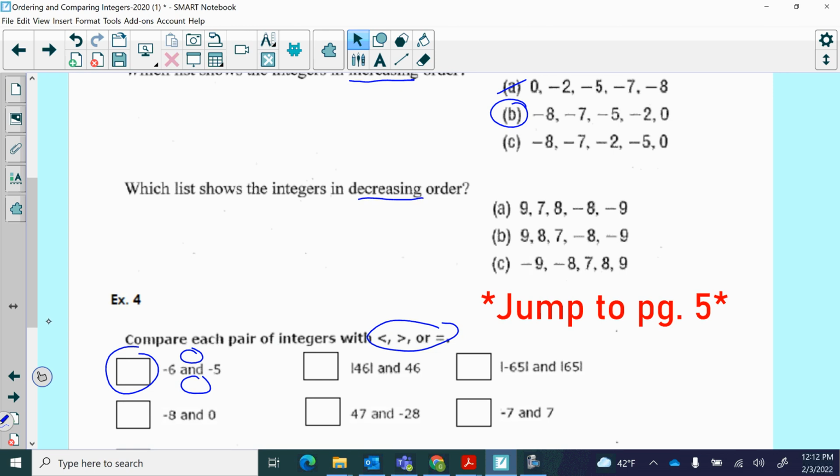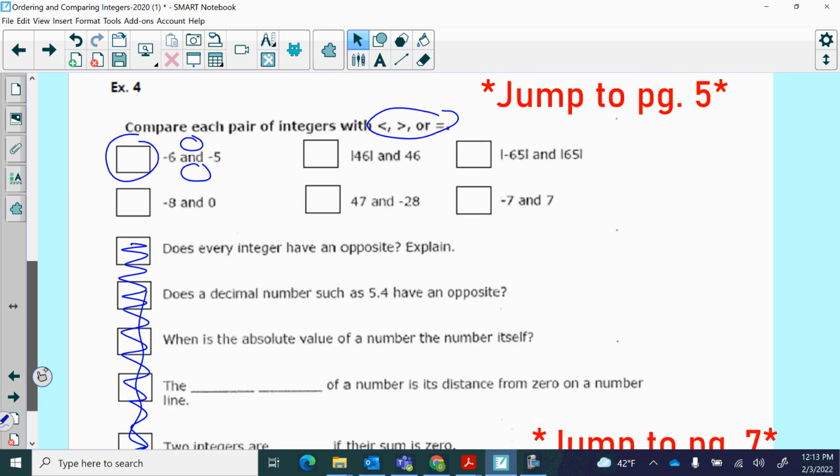Quiet. Decreasing order means what? This one is greatest to least. So I'm going opposite now. So I want the biggest number first. So is 9 the biggest number? Then to 7? Then to 8? No, I just went the wrong way. 9 to 8? To 7? To -8? To -9? Yes. Okay.